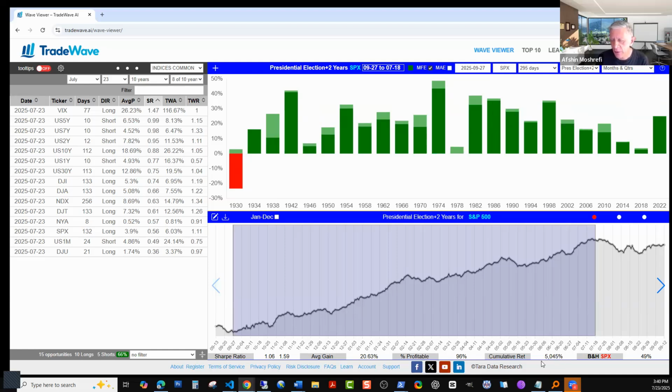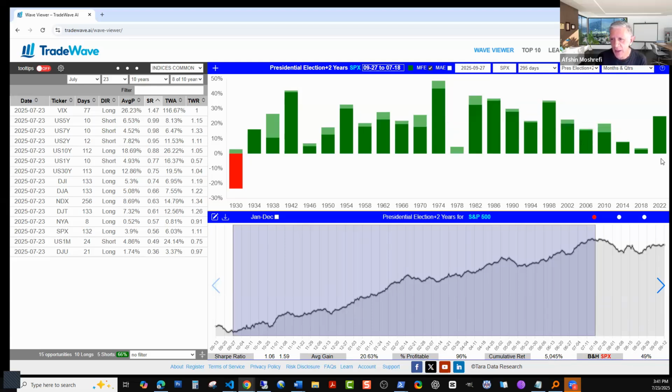Look at the cumulative return. The cumulative return of this period is 5,045% since 1930. The cumulative return of S&P 500 for a PE plus 2 year, if you would have bought at the beginning of midterm election year and you sold it at the end, is 49%. You are talking about 100x on your cumulative return just for this date range.